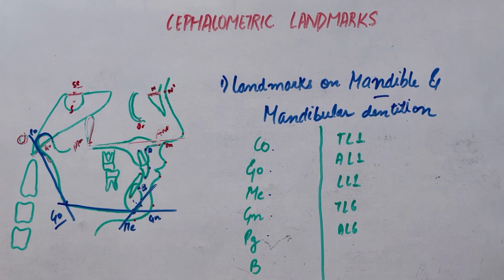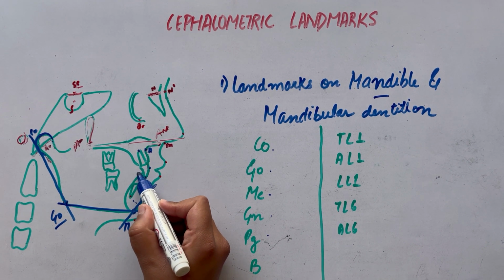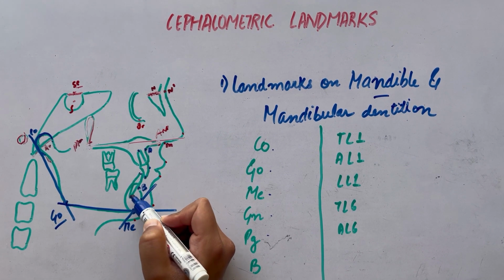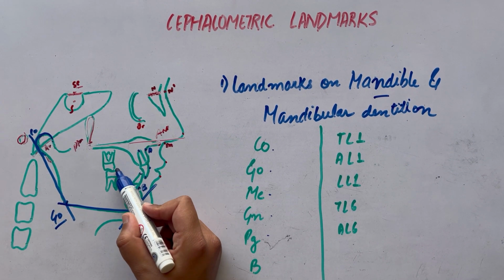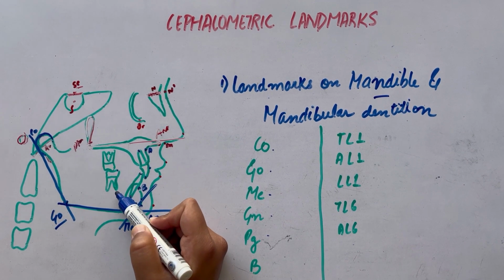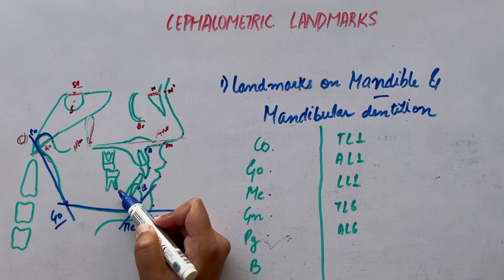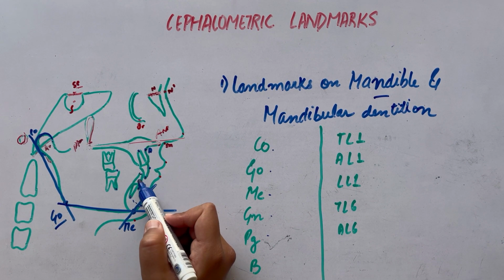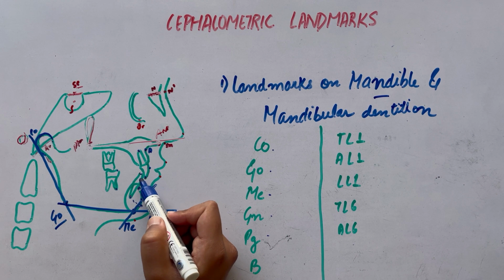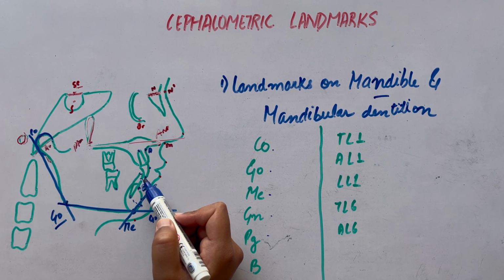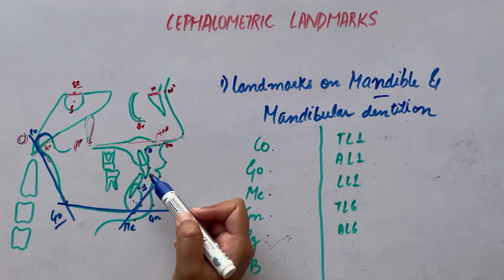Now, the mandibular dentition points, same as the maxillary dentition: the tip of the lower incisor, the apex of the root of the lower incisor, the cusp tip of the mandibular first molar, mesiobuccal cusp, and the apex of the mesiobuccal root of the mandibular first molar. And the point that we forgot is the labial most point of the mandibular incisor. These are the points on the mandibular dentition.